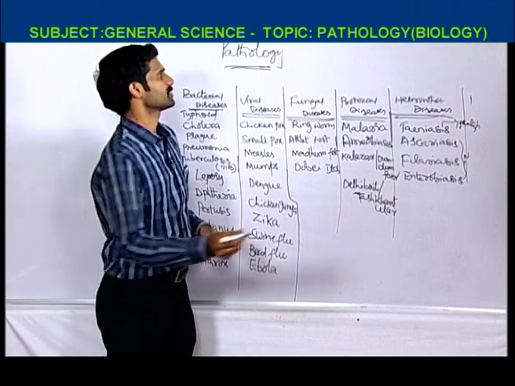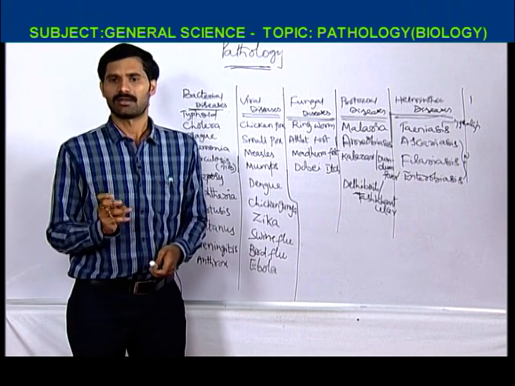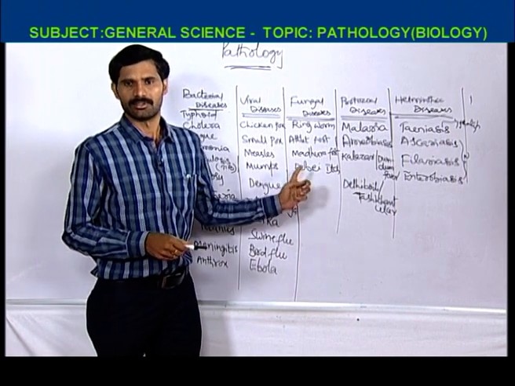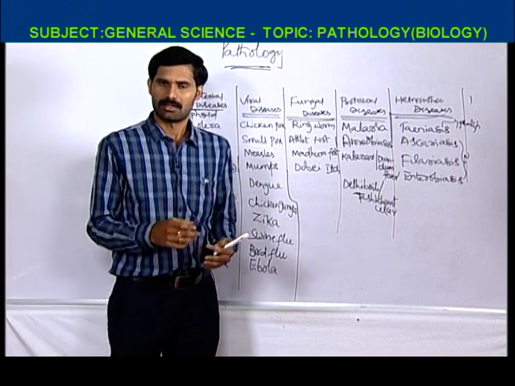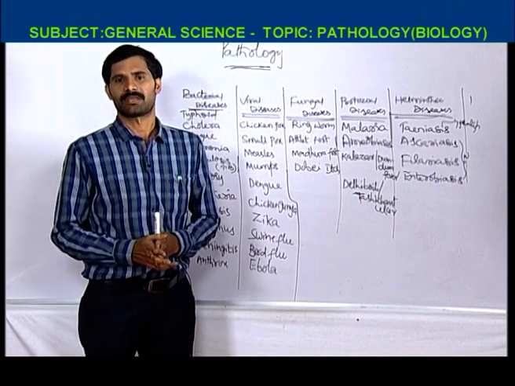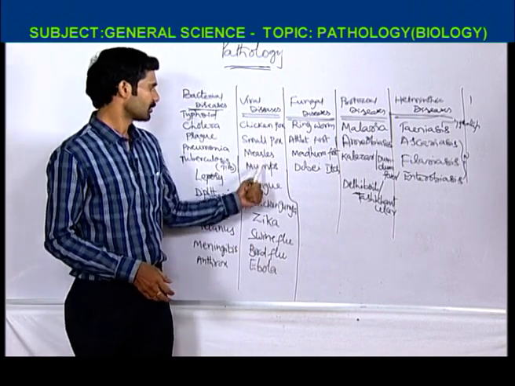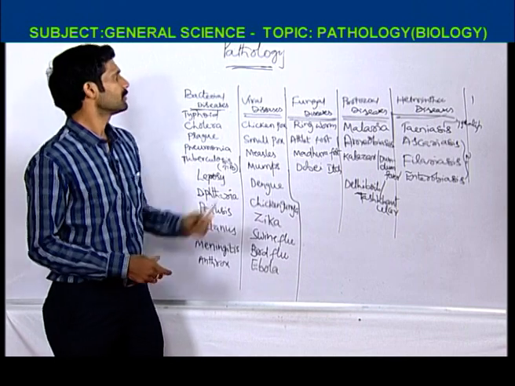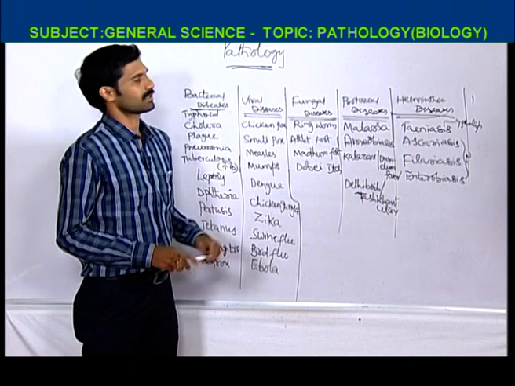For example, the options are cholera, pneumonia, plague, dengue and tuberculosis. In this question, except dengue, the remaining 3 diseases are bacterial diseases. That's why you have to learn by heart what the viral diseases are, what the bacterial diseases are, and what the fungal diseases are. This is the important list of diseases, and one by one we have to discuss clearly.